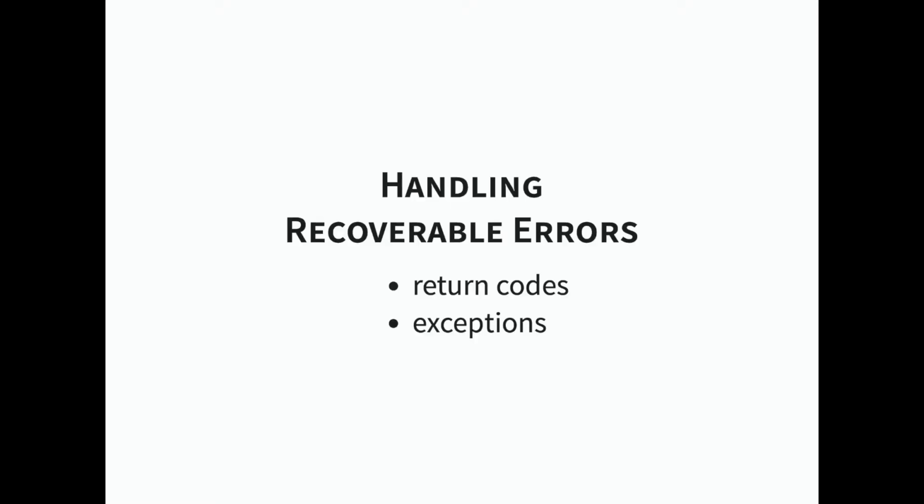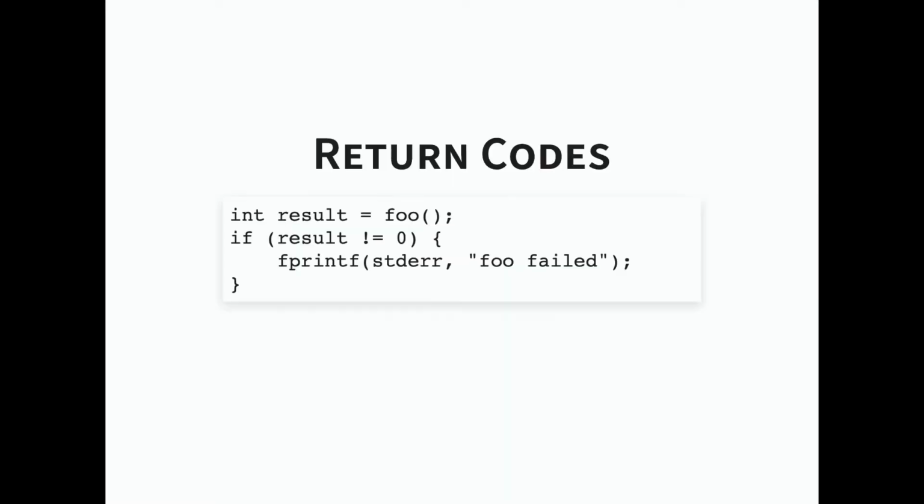The two dominant mechanisms for handling recoverable errors are return codes and exceptions. Both have been around for decades. Both remain popular today. Both approaches can be done well, but in both cases, programming language designers have learned from the challenges encountered by their predecessors how to do them better over time.